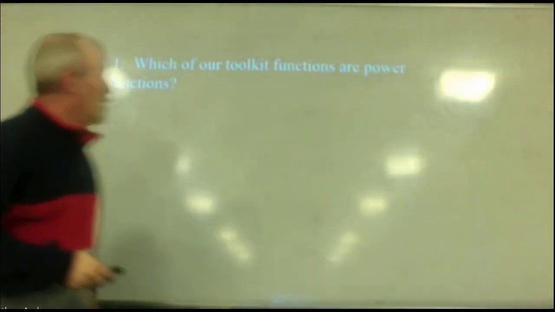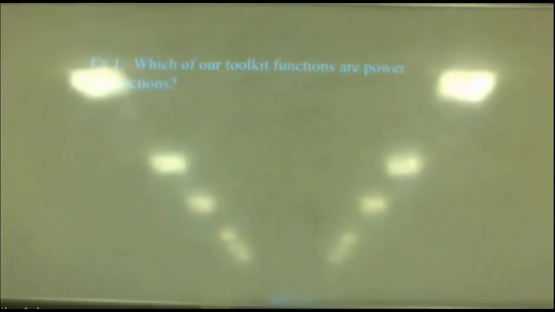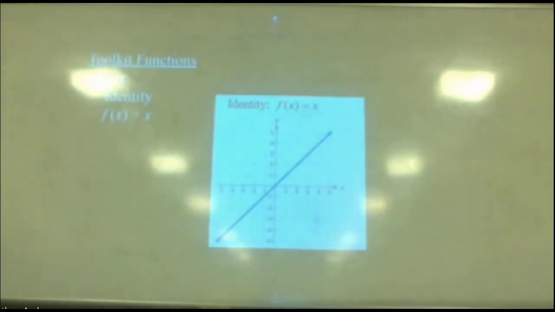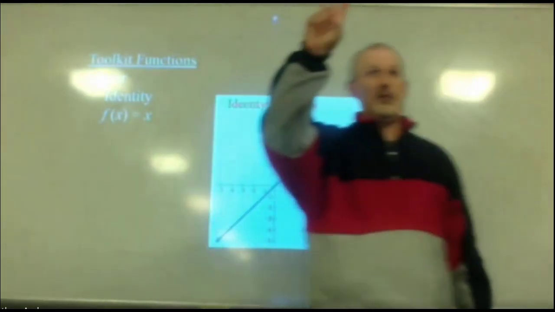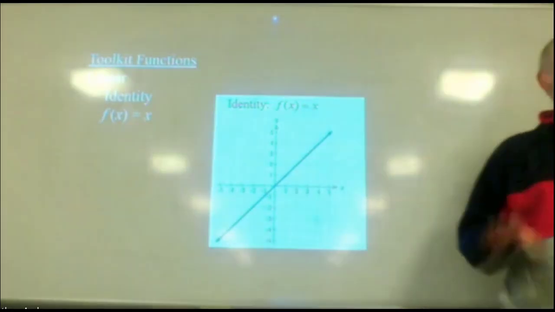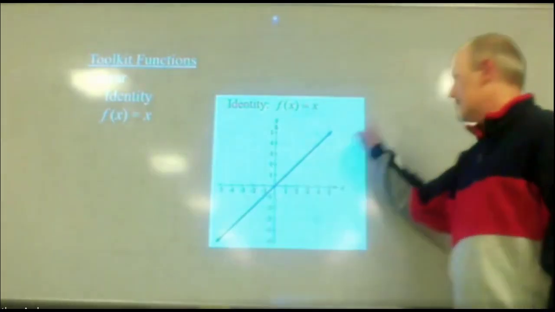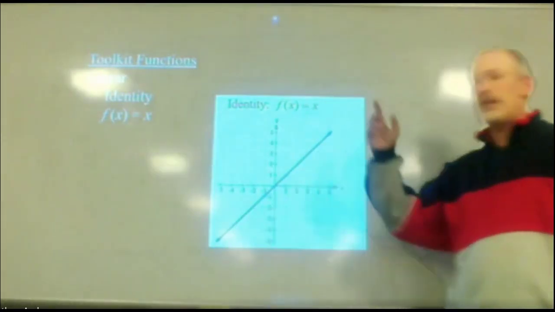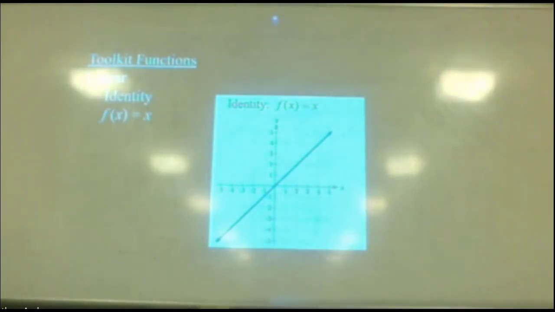If you think back to our toolkit functions, way back from the first couple weeks, we spent a lot of time talking about them and discussing them. Some of our toolkit functions are power functions. So here's the first one. f of x equals x, and that is because it is x raised to the first power, right? So the exponent on the x is an integer, and that is a power function. So f of x is just a straight line going through 0, and that is our first, most basic power function.